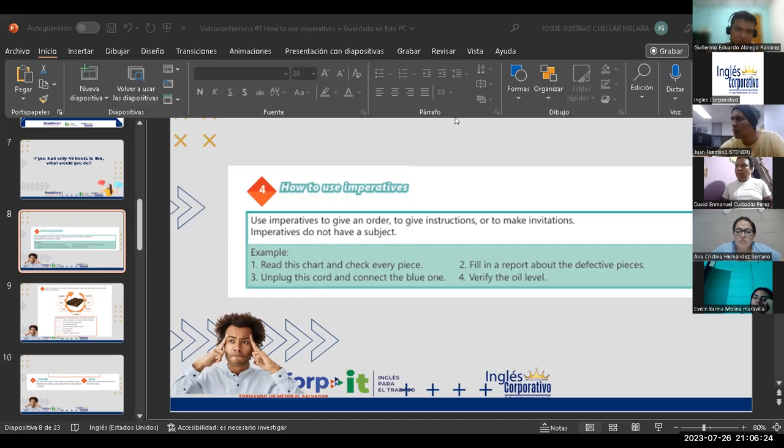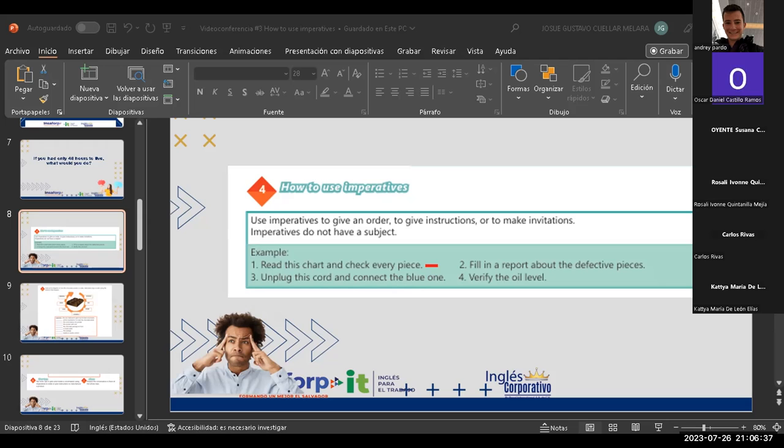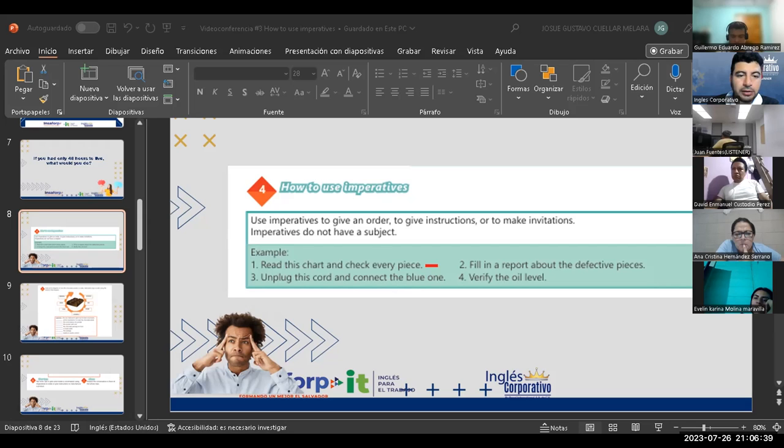Daniel, can you read example number one, please? Number one, read this chart and check every piece. Thank you. Let's listen here to, maybe we can have the participation of Eduardo. Unplug this cord and connect the blue one. Blue one, okay. So that's why here we have the word unplug.